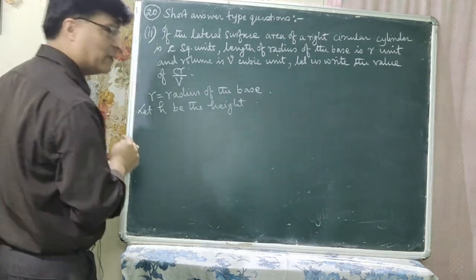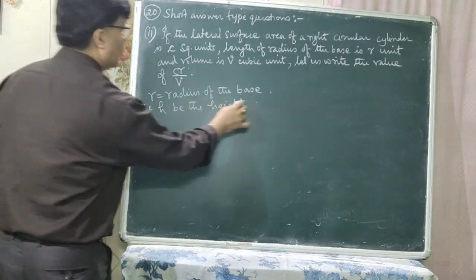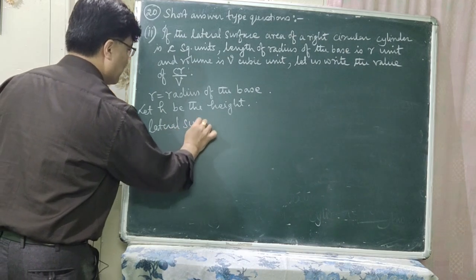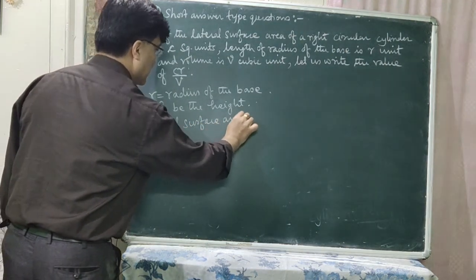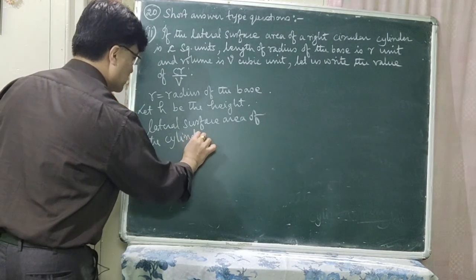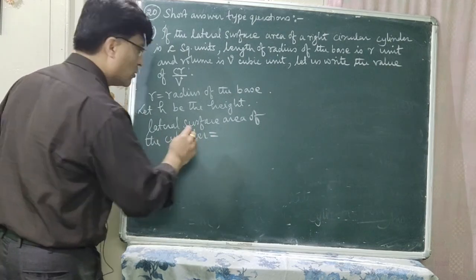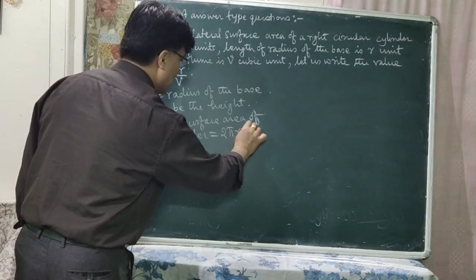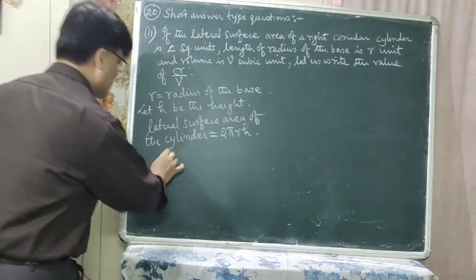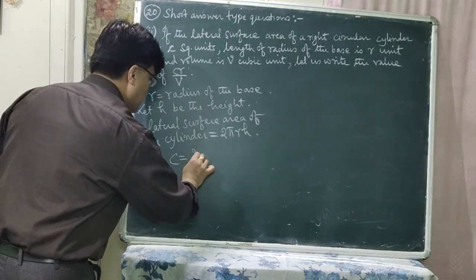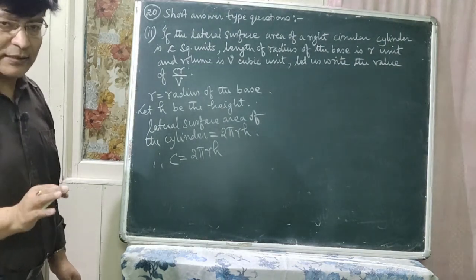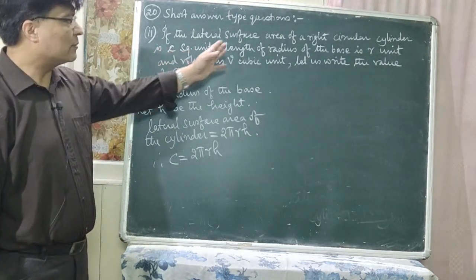Let us write down the formula first. What is the lateral surface area of the cylinder? The lateral surface area of the cylinder is equal to 2 pi RH. But by the question it is given as C, isn't it? So let us write down C is equal to 2 pi RH. Is that clear?